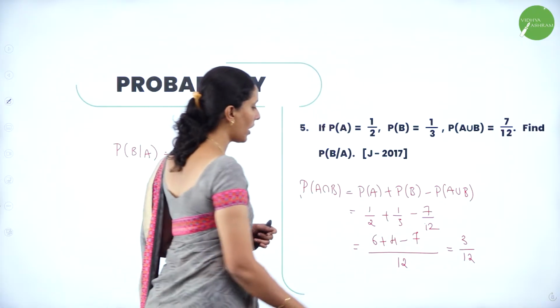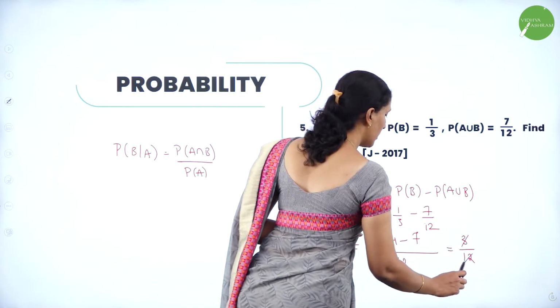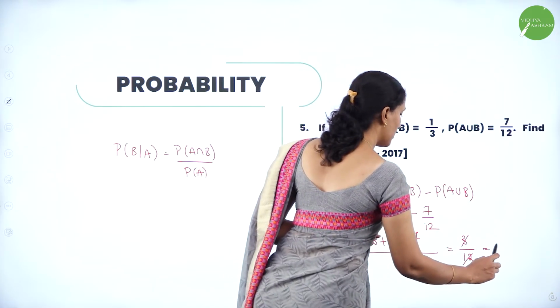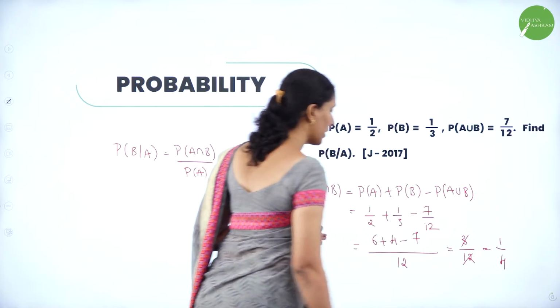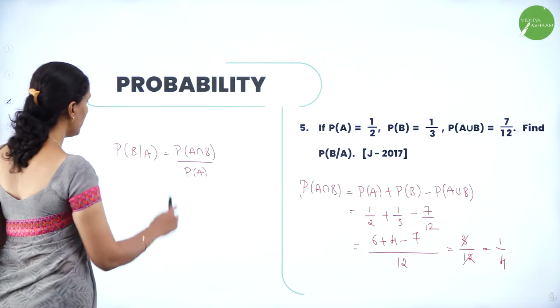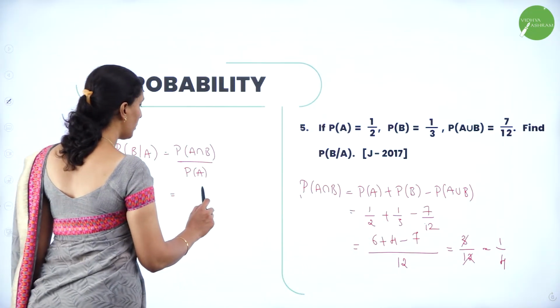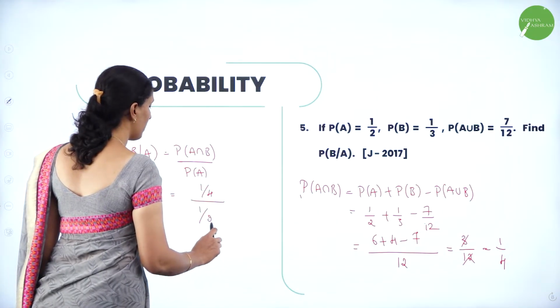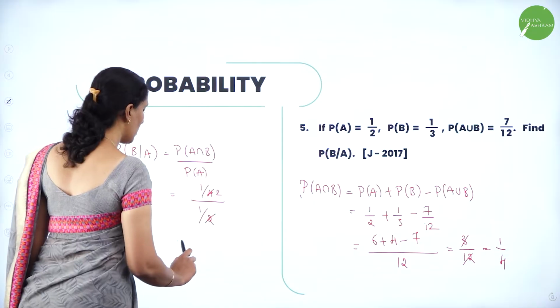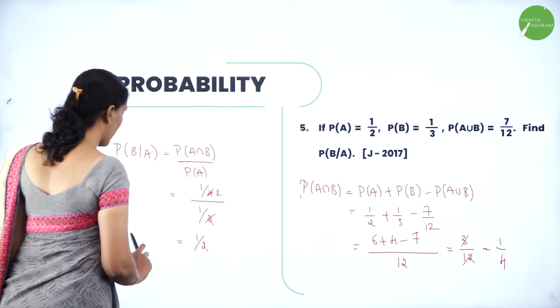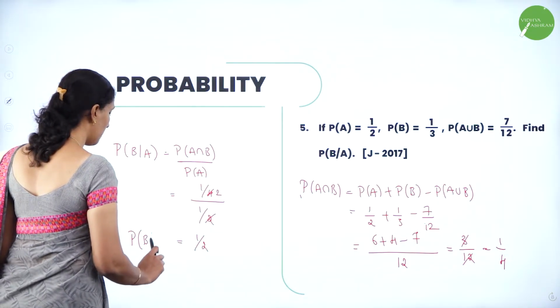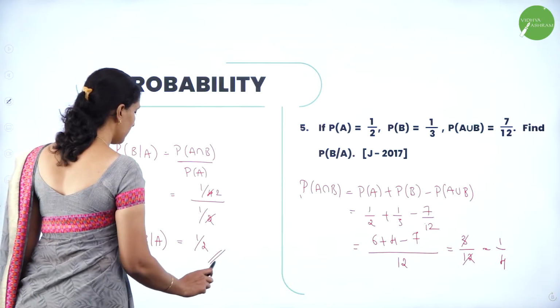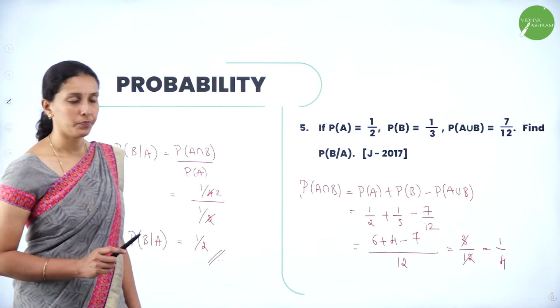So, which can be cancelled, 3 1s are 3, 3 4s are 12. So, 1 by 4 is the probability value. Now, here if you substitute, you will get 1 divided by 4 divided by 1 divided by 2. 2 1s are 2, 2 2s are 4. So, therefore, the value is 1 by 2. That is, probability of B over A is 1 by 2.